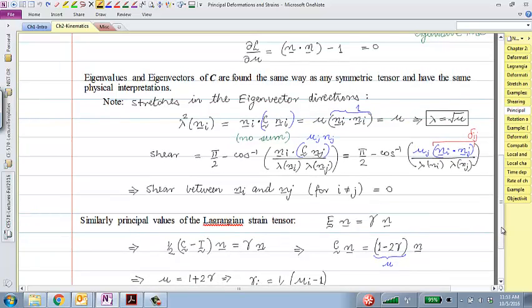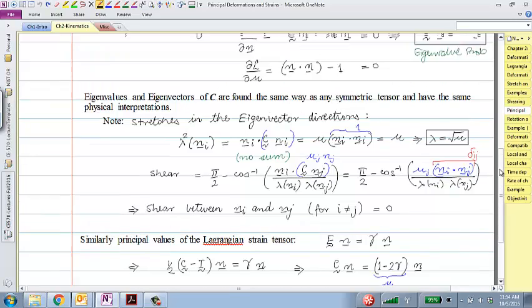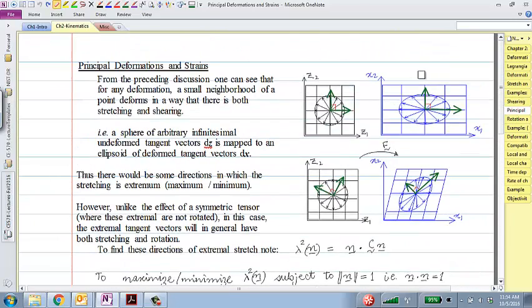So we also showed that if we pick two eigenvectors ni and nj that are not the same, then the angle between them would still be pi over 2, and that means that between two eigenvectors there is no shearing, right? And this is important because of what we discussed in this example.